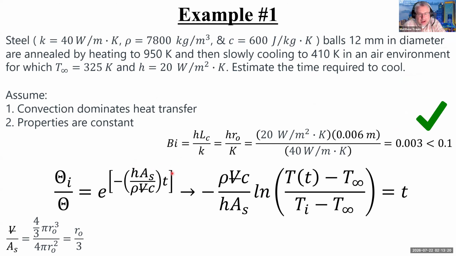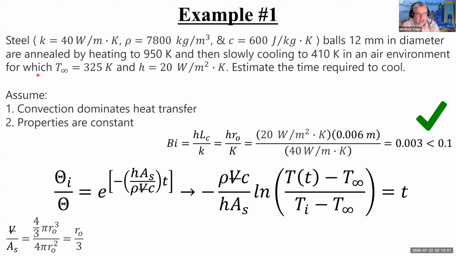Okay, so we're now ready to just do a couple of examples, and these are not very painful, pretty quick. So we have a steel ball, 12 millimeters in diameter. It has all of these properties: thermal conductivity, density, specific heat. Those are all given. And we're going to anneal this ball by first heating it up to 950 Kelvin and then slowly cooling it to 410 Kelvin in an air environment.